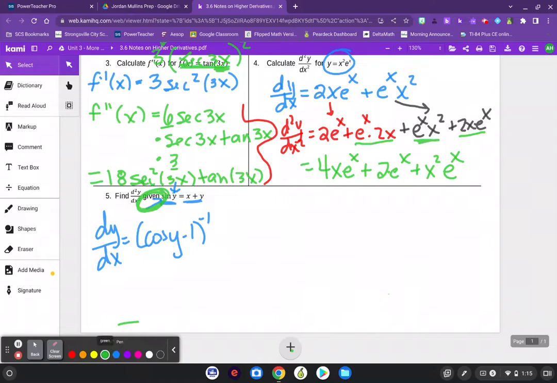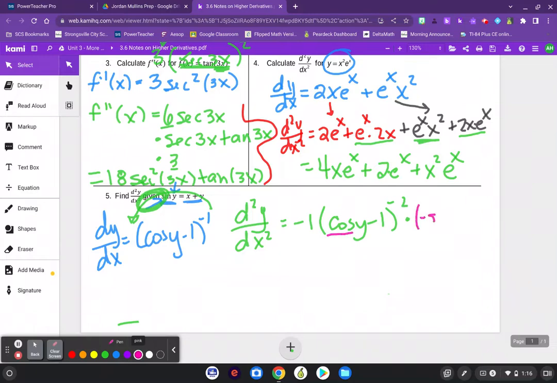So now I'm going to do the second derivative, so the derivative of dy/dx, which is d squared y over dx squared, is equal to, now I can do my power rule, right? I've got negative 1 times that quantity cosine y minus 1 to the negative 2 times the derivative of the inside. The derivative of the inside would be the derivative of cosine. So that's negative sine of y. But I'm taking the derivative with respect to x. So I have to say times dy/dx. And the derivative of negative 1 is 0. So I don't need that.